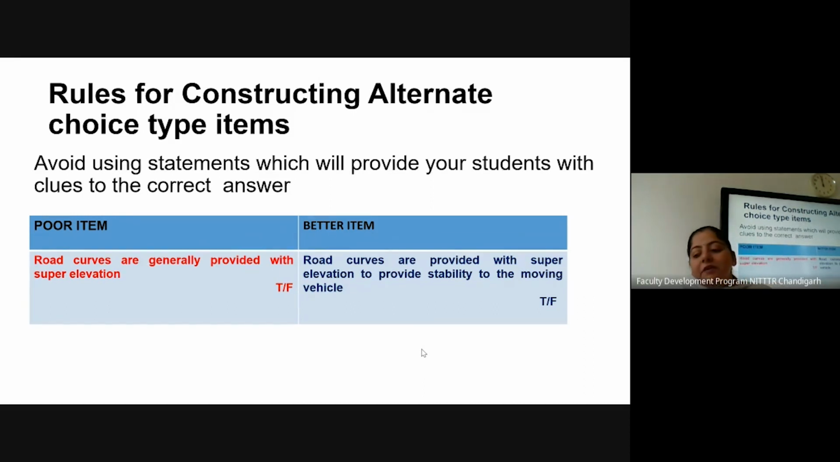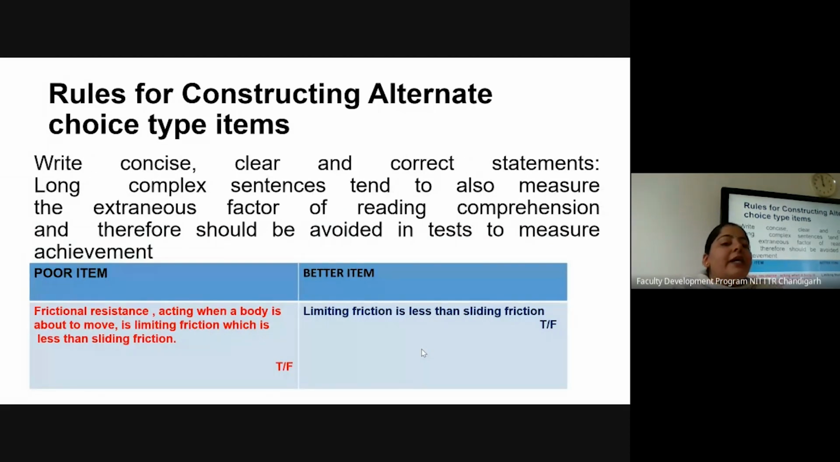And rather than giving a clue or guess to the student, we need to specifically ask about what fact finding we are designing that statement for. Write concise, clear, correct statements. Whenever we are writing long complex sentences, it tends to also measure the extraneous factor of reading comprehension, and therefore should be avoided in a test to measure achievement.